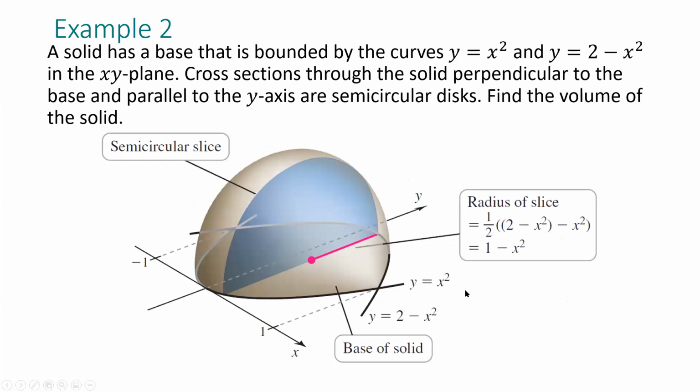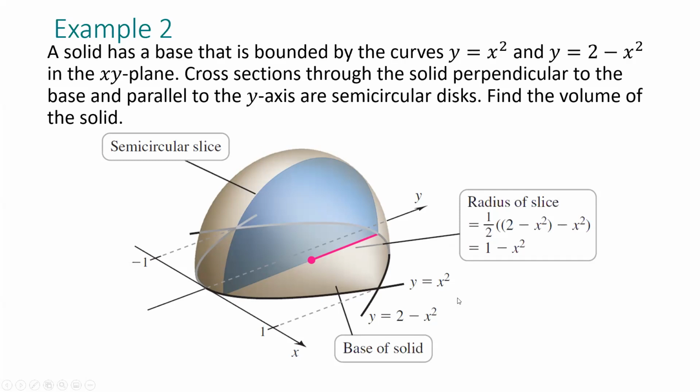Okay, so the next thing we're going to take a look at is extending on our basic idea here of finding the volume by slicing, where in the last two examples we were given how the solid is formed by describing exactly what its cross sections look like.